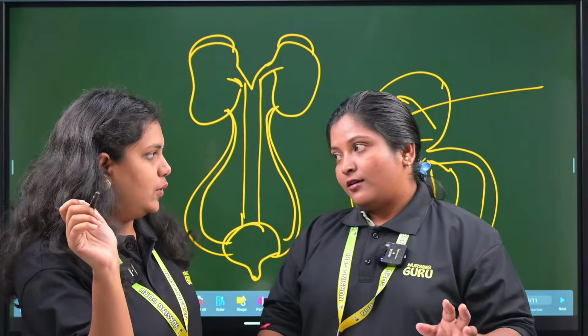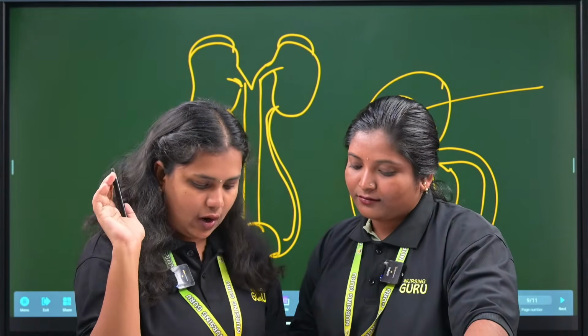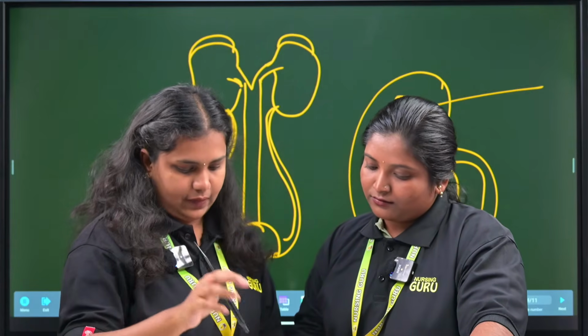This is a very important question. Formation and the composition of urine, this you have to study. How the urine formation occurs, then in the urine, what composition is there, that you should study. Then the fluid and electrolyte balance, that is also important.